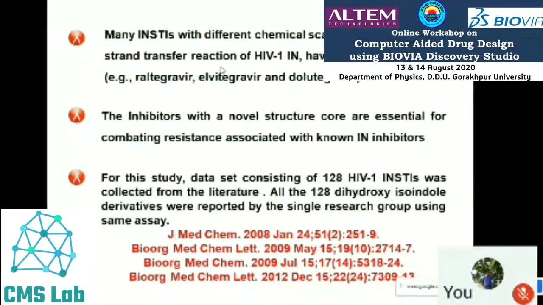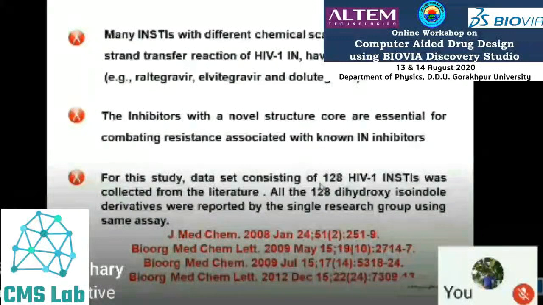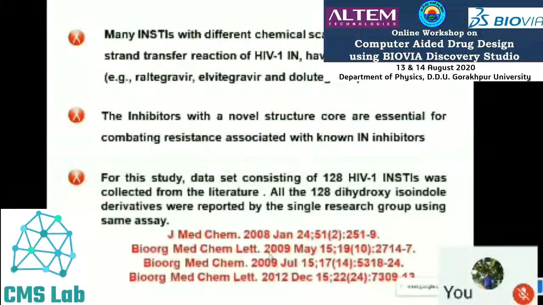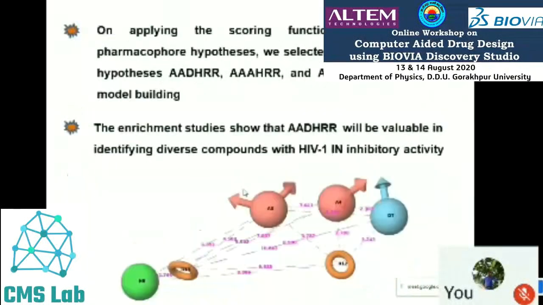So in my study, I've used 128 integrase strand transfer inhibitors collected from the literature. All these 128 molecules are dihydroxy isoindole derivatives. They are all reported from the same research group and the same assay. That's very important. Do you remember I was talking about QSAR studies, where it needs to be done with the same assay? So here I have used 128 molecules developed using the same assay.